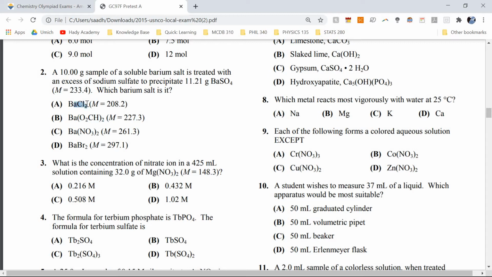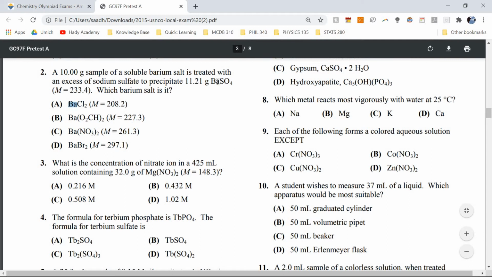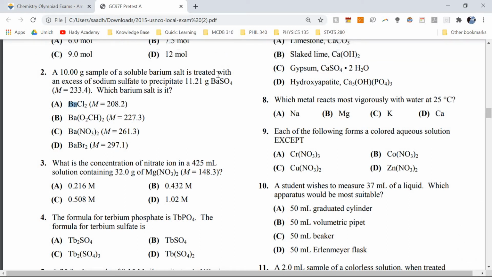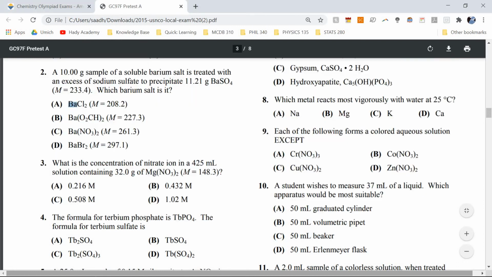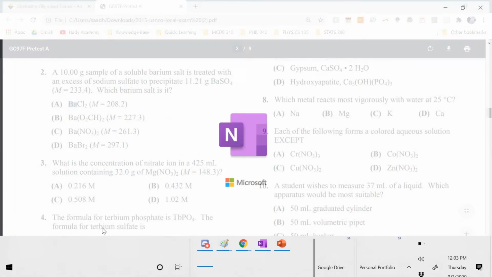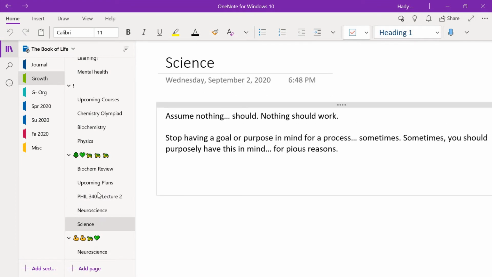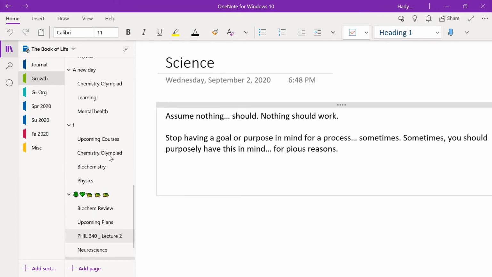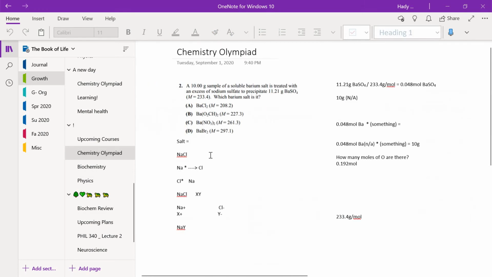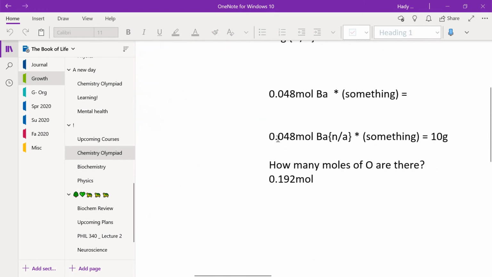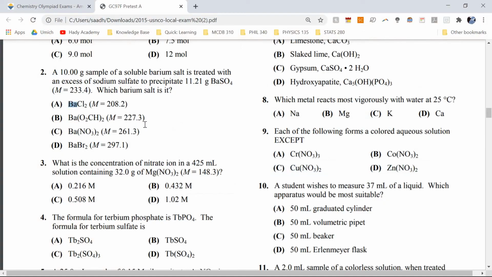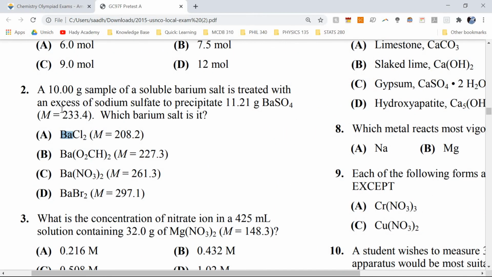That's the only part of the question. This part doesn't matter. We know we have barium here, and we know we end with barium. It's a 1-to-1 mixture. So if we had 0.048 moles of barium, I gotta check. Yeah, we had 0.048 moles of barium. So we know we had 0.048 moles of the starting material. This is, again, a 1-to-1 ratio of reactants to products.